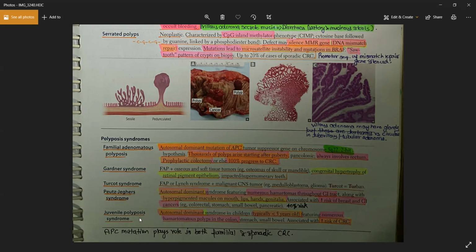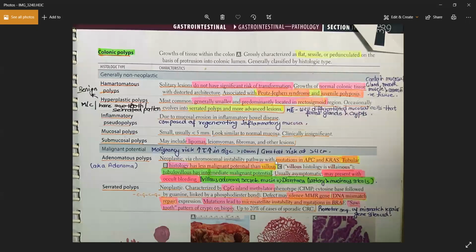The second is the juvenile polyposis syndrome, in which multiple, numerous polyps are formed in the colon of the patient, and it generally happens in children who are less than 5 years of age. The patient will develop numerous hamartomatous polyps throughout the colon, okay, and the patient will have an increased risk of colorectal carcinoma. So two syndromes with the hamartomatous polyps.